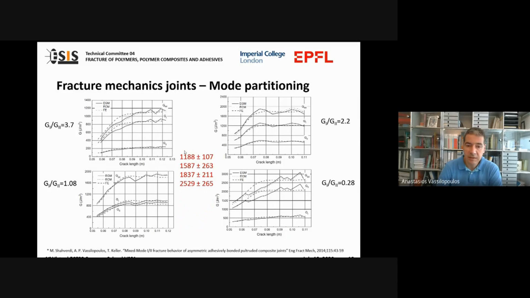What is probably interesting here is that as we go higher in the ratio of G2 on the G total, so more G2 in the G total, then we see that the G total is also increasing. And this reminds me of what Bamber said before, that usually, for most of the materials, G2 is much higher compared to G1. That's why, when we have more G2 component, the G total is higher.